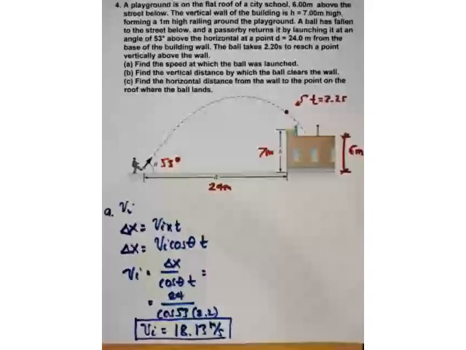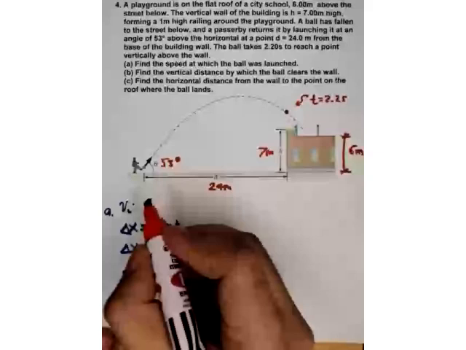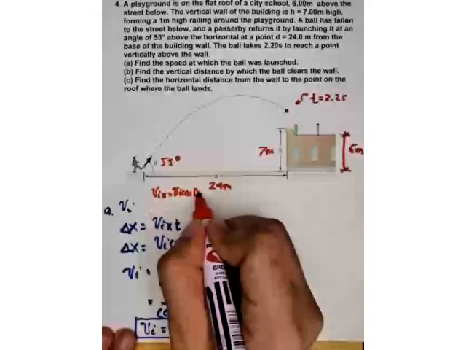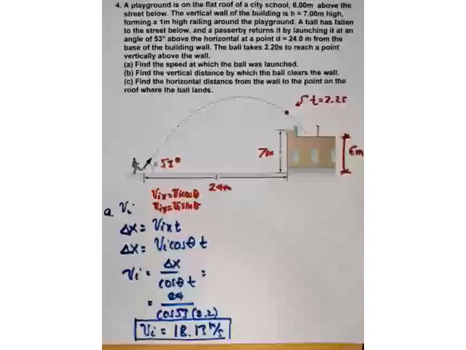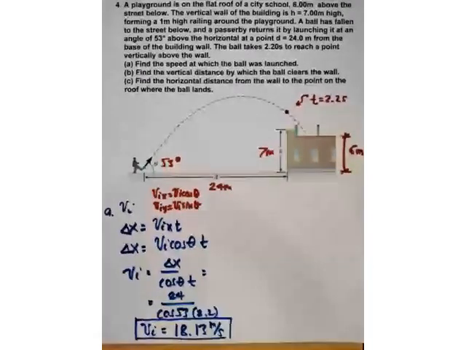Sir, saan po ulit nanggaling yung cosine po? It's part of our formula. Diba ang VIX is equal to VI cosine theta, and VIY is VI sine theta. Tama ba? Naalala mo?